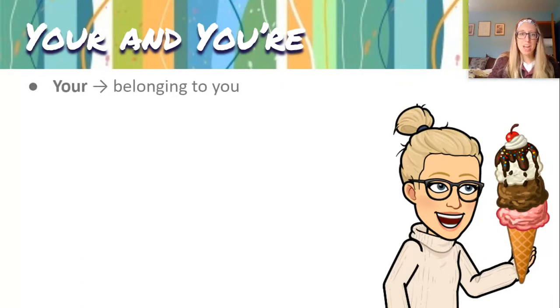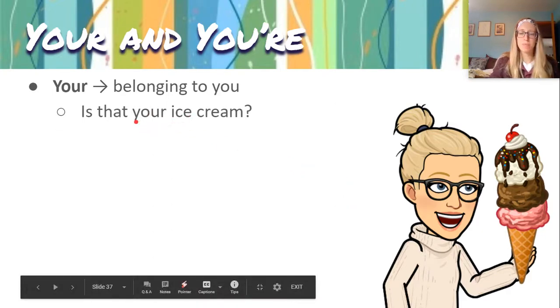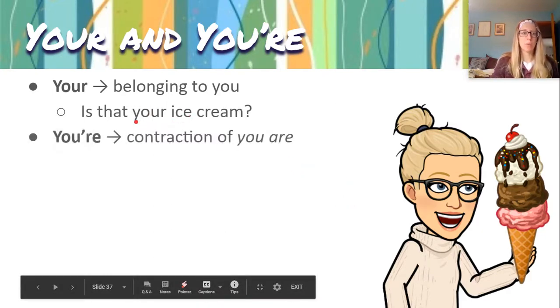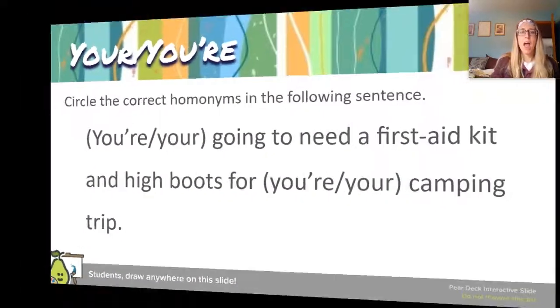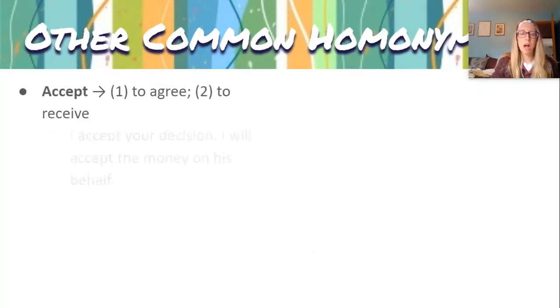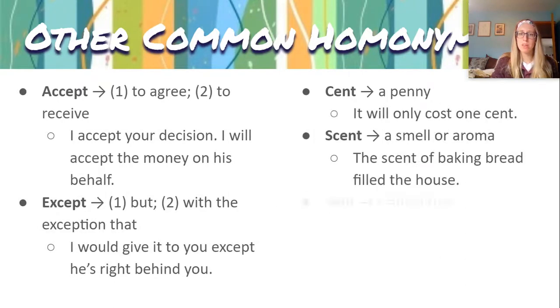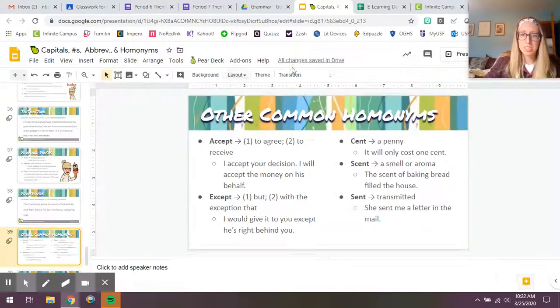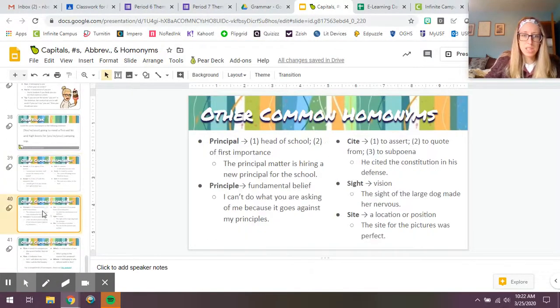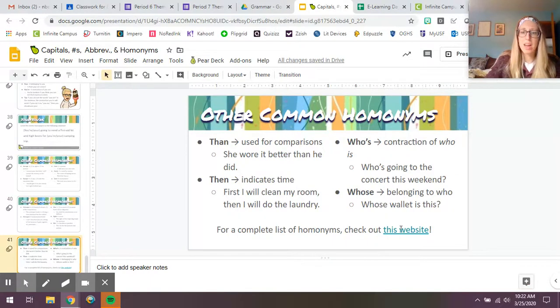And the last one that I'm going to touch on is your and you're. So YOUR just means belonging to. So it's a possessive. So is that your ice cream, right? You own the ice cream. And YOU'RE is a contraction of you are. So there's my tip. And then I have a whole bunch of other common homonyms that you guys might want to take a look at. Okay, and there's a couple slides worth of these. I'm actually going to escape out of this so you can see there's a couple slides worth. And then I do have a link to a website that has all of the homonyms listed for you guys.